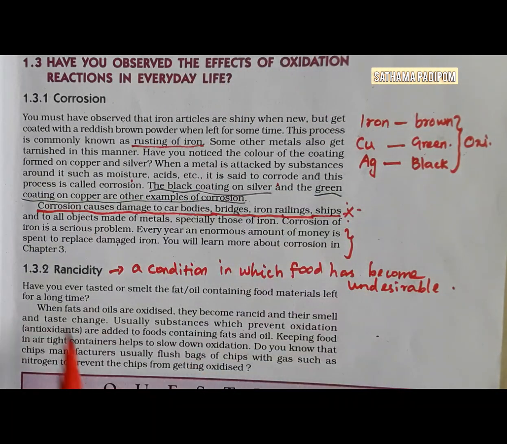And here, look at that. Have you ever tasted or smelled fat or oil containing food materials left for a long time? If you take a chips packet after 6 months, what will happen? We can feel a different smell. We are not able to eat it. So that is called the undesirable condition. It happens when fats and oils are oxidized. So this is also an effect of oxidation.